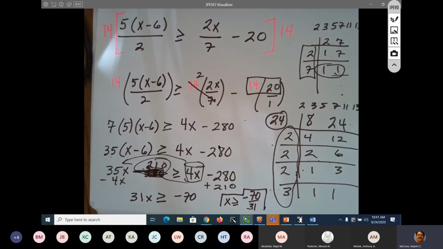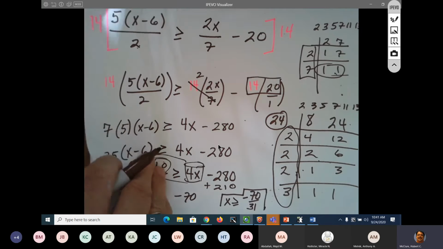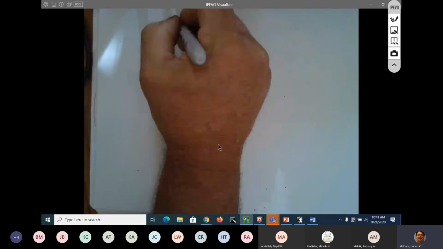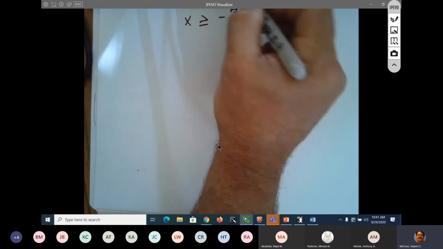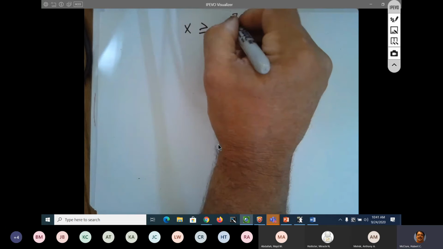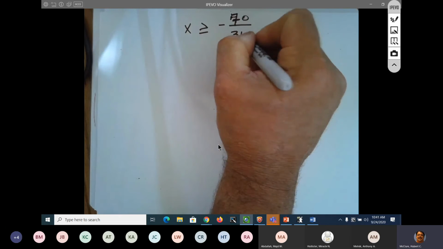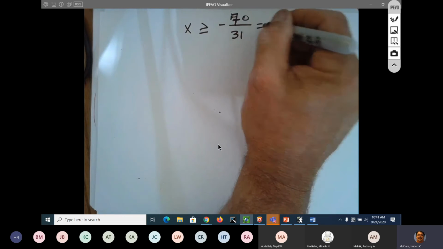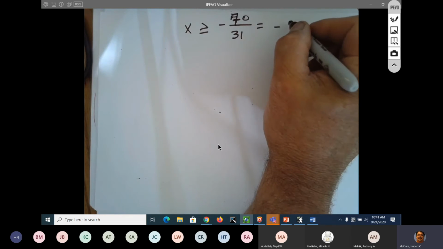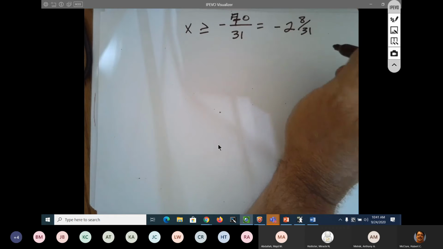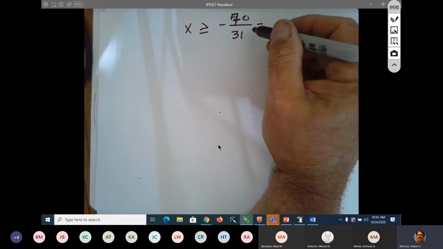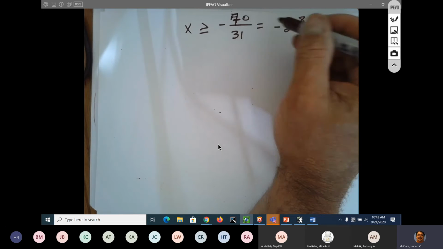Now we're going to finish it by filling everything out. Graph it. So x is greater than or equal to negative 70 over 31, which 2 would be 62. So 2 and 8 over 31. Let's see, I'm thinking out loud. 62, I think that's right.